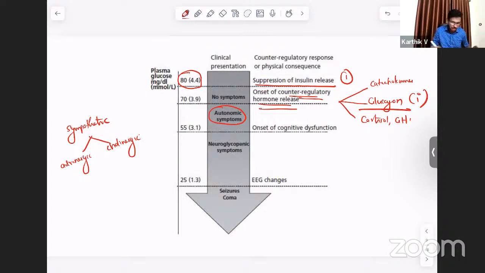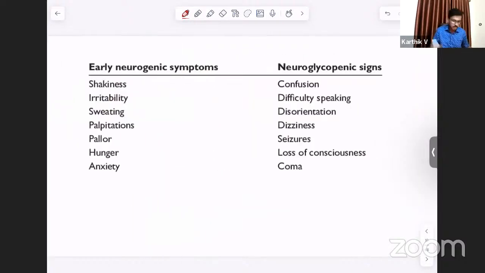And below 50 to 55 milligram per deciliter, the patient will have neuroglycopenic symptoms. The brain will start getting deprived of glucose and the patient will have neurological symptoms. So this is the sequence of events when the patient is coursing through low blood glucose levels. And let's see what the symptoms are. So these are the autonomic or neurogenic symptoms. These are also called the warning signs of hypoglycemia.